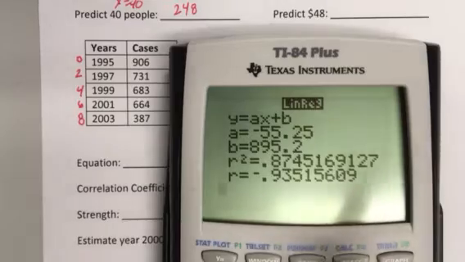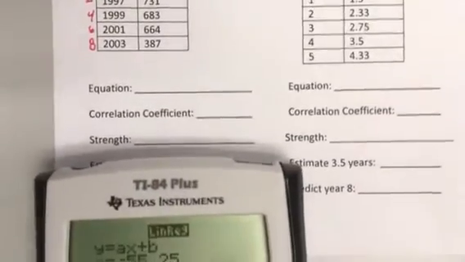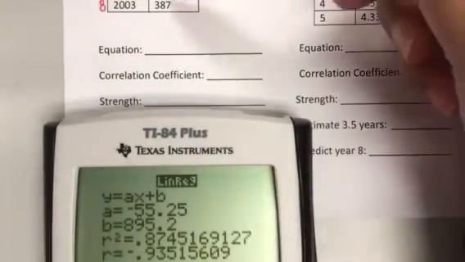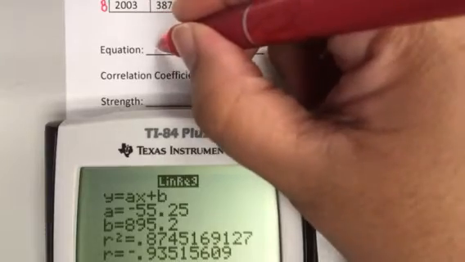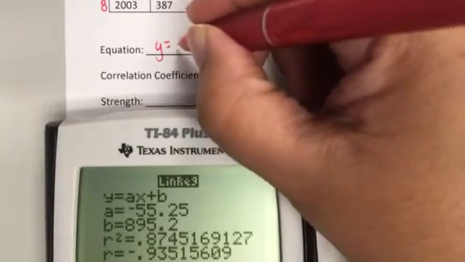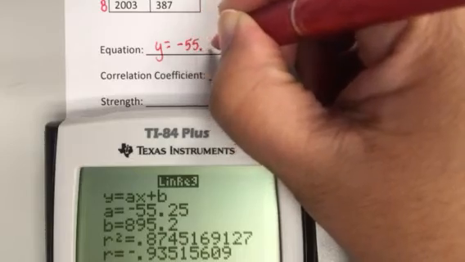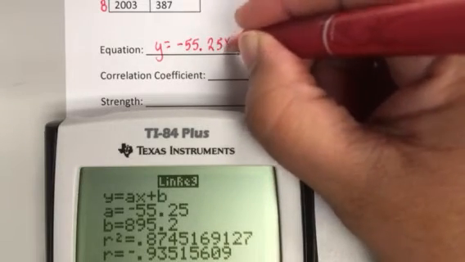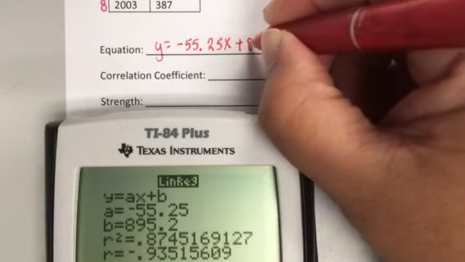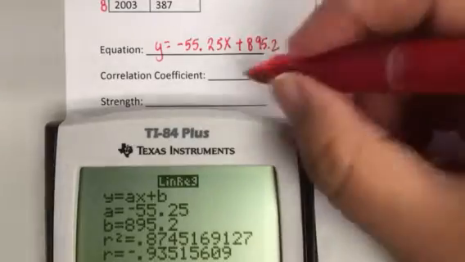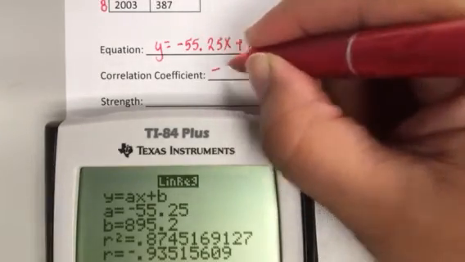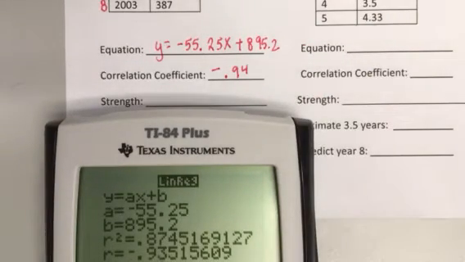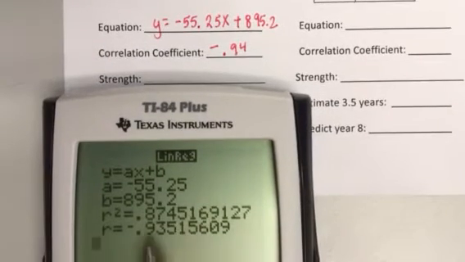Okay, so here are my numbers. Now, does it make sense that the slope is negative? Well, if you look, the numbers are going down, so that makes perfect sense. Okay, so y equals negative 55.25x plus 895.2. My correlation coefficient is negative 0.94 because I'm rounding to the second decimal point. That turns into a 4 instead of a 3, so it rounds up.